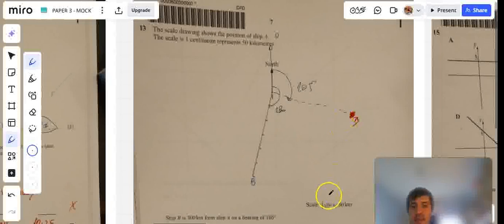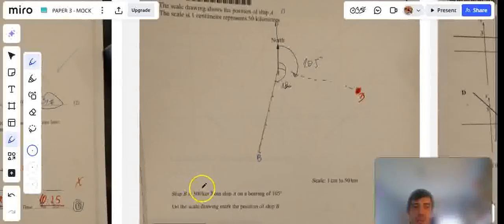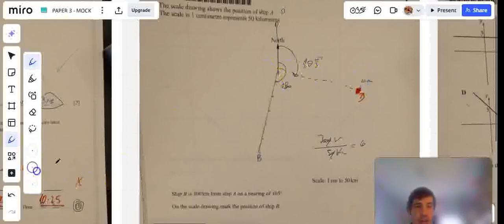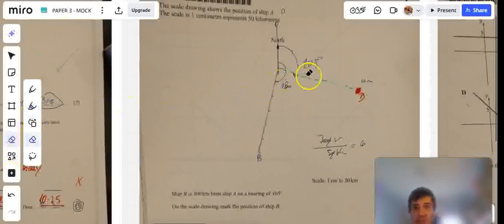Now the length: if the scale is 1 centimeter to 50 kilometers, and you have 300 kilometers, the distance is 300 kilometers divided by 50 kilometers. This is 6, so this will be a measure of 6 centimeters. You don't have to draw the line. Some of you draw the line like this, but you don't have to draw that line. Just marking the points is okay, as long as it's in the correct direction.